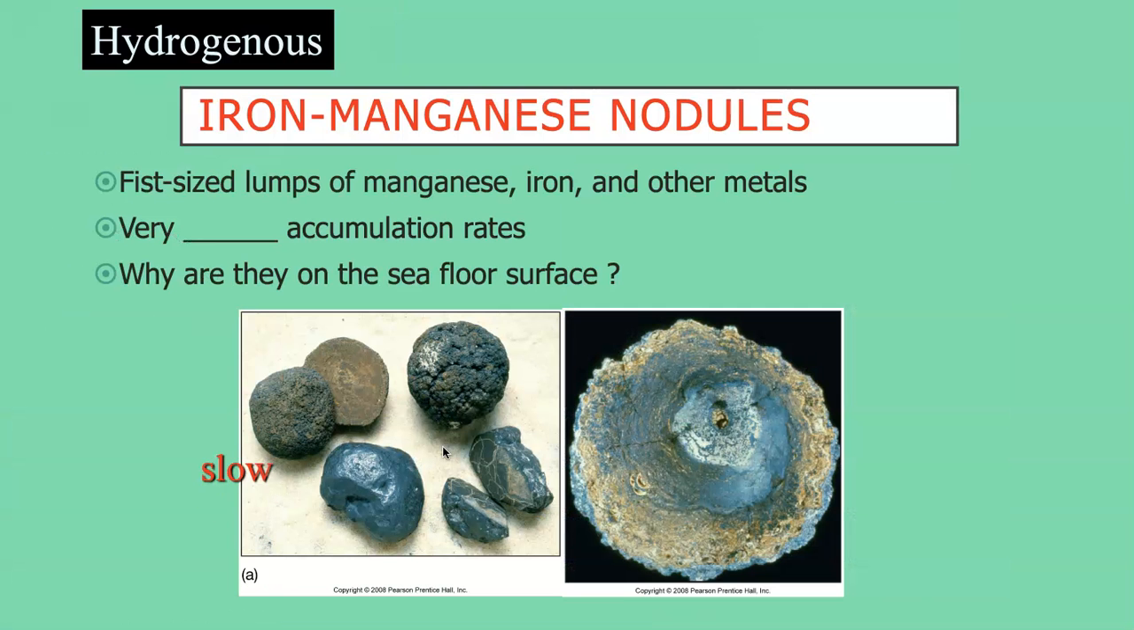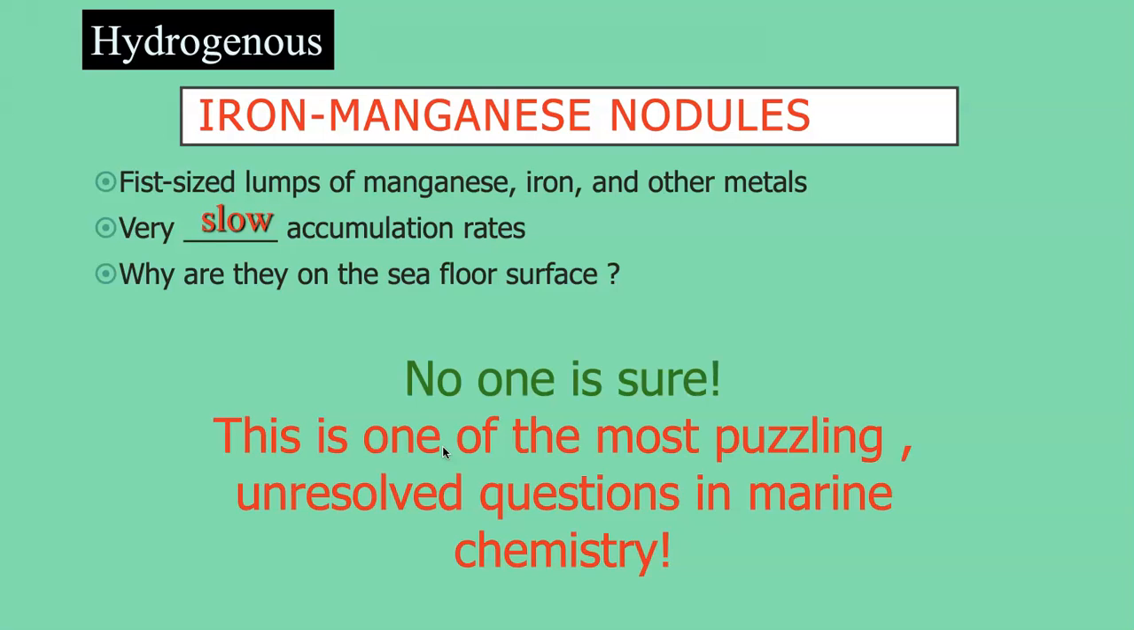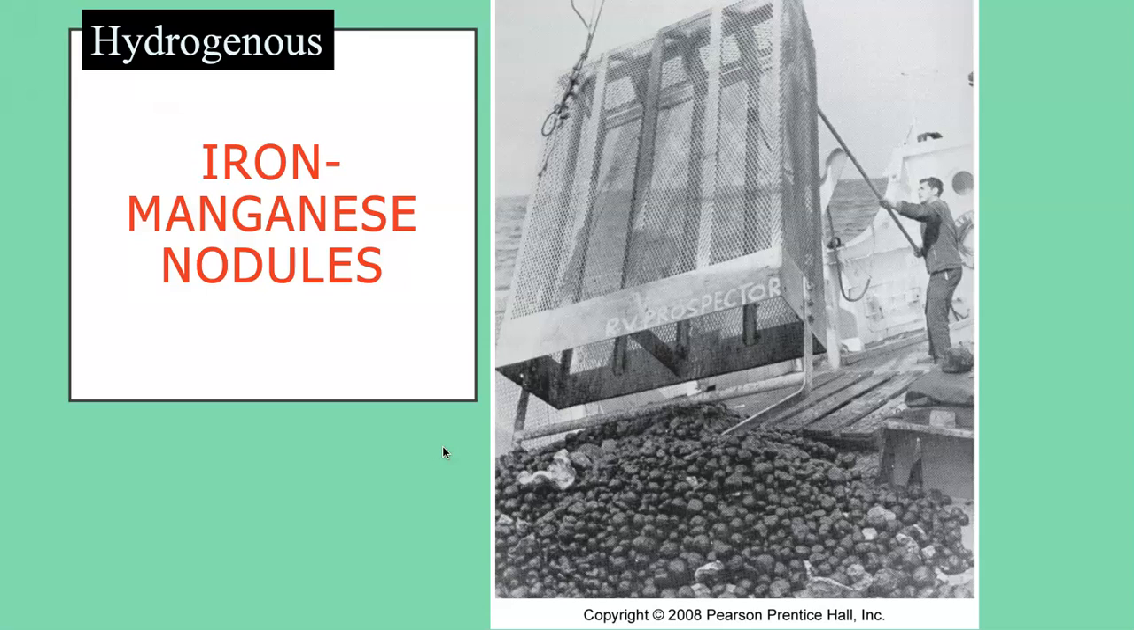Iron manganese nodules are pretty interesting. They're pretty large and they have a lot of iron and manganese in them. And they're very important economically. Manganese is an important metal. And they look like this picture here. And what's interesting is we really don't know how they form. So it's a pretty big puzzle when it comes to marine chemistry.